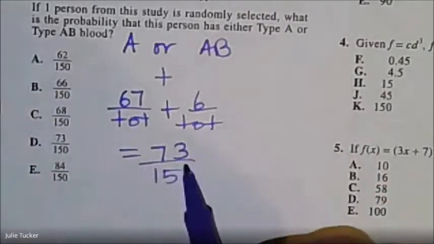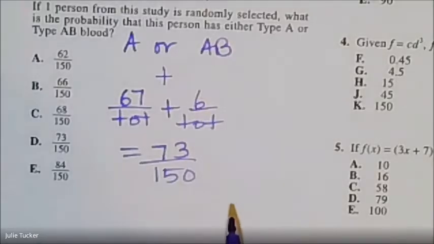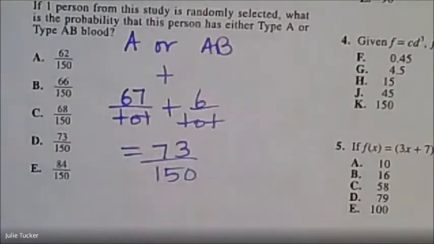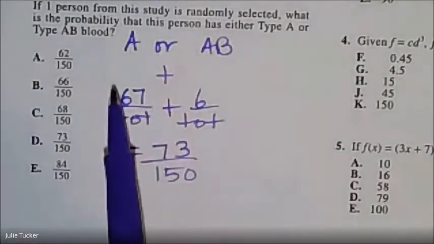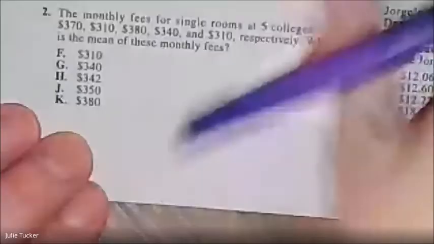So 73 over 150 is D. Okay. So now, even if it's me, you would have to tell me to add 67 plus 6 and give you the answer. And then you would have to tell me which one. Okay. So are you ready to do the next one? Okay. Number 2.